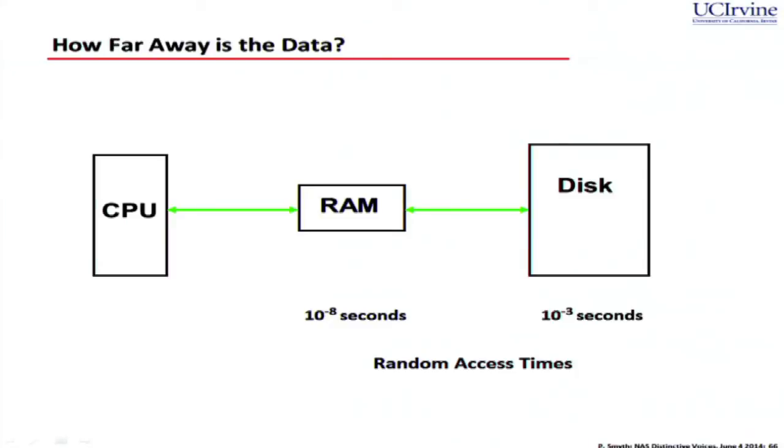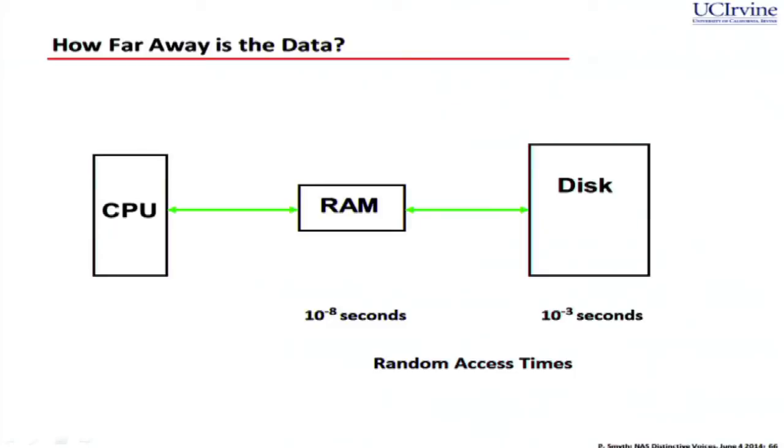And to access a random byte, ballpark, about 10 to the minus 8 seconds to get a random byte of information from RAM, and about 10 to the minus 3 from disk on average, because it has to go out there and physically move the head of the disk around. So this is the random access time of memory.